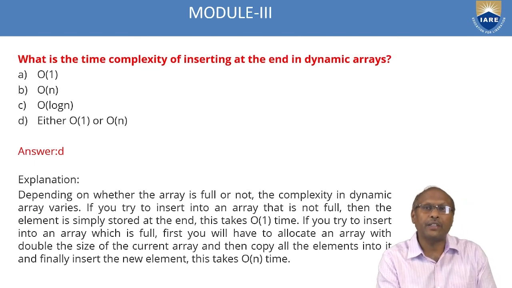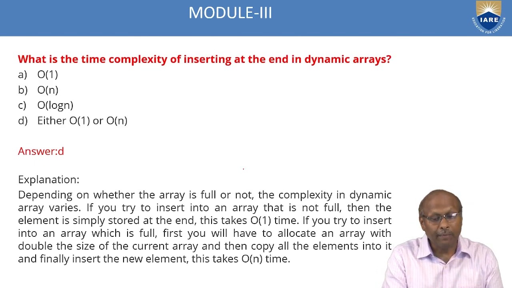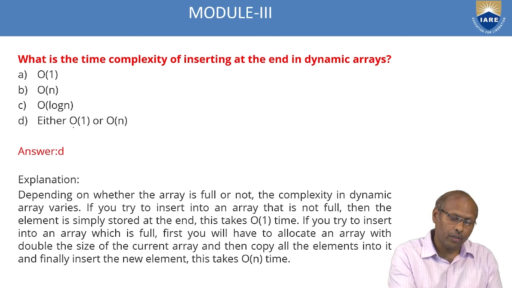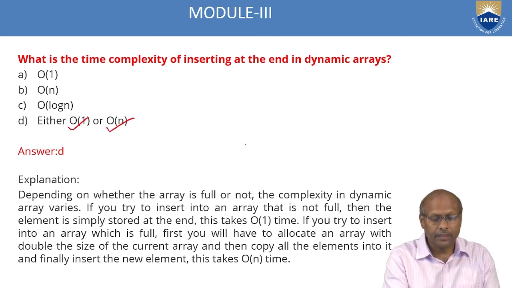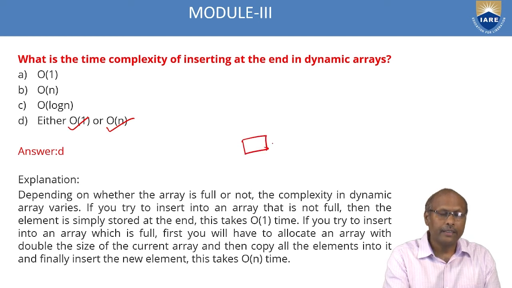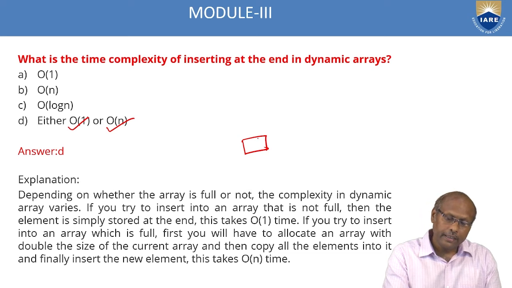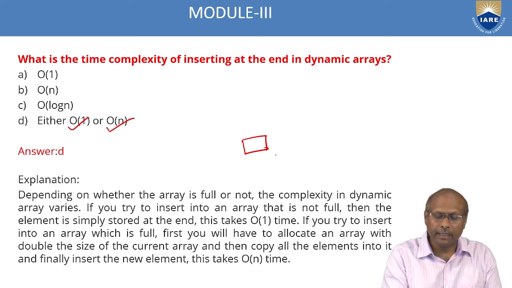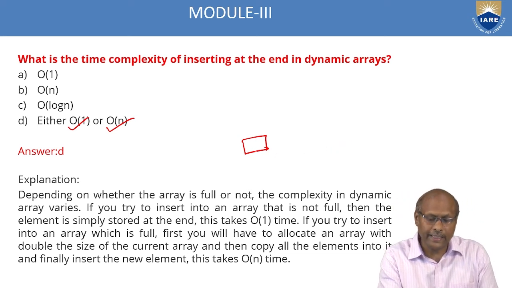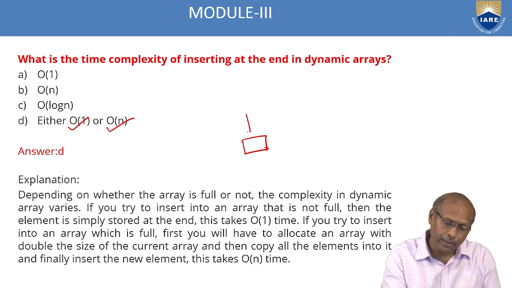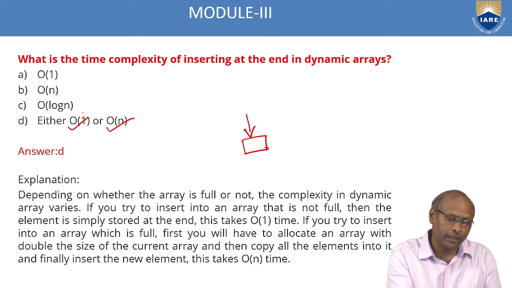Next, they may ask another question. What is the time complexity of inserting at the end of a dynamic array? It can be either order of 1 or order of n. Because in a dynamic array, sometimes the list may be empty, sometimes the list may have some elements. If the list is empty, directly you can insert in the beginning itself. That means constant time. That is order of 1.